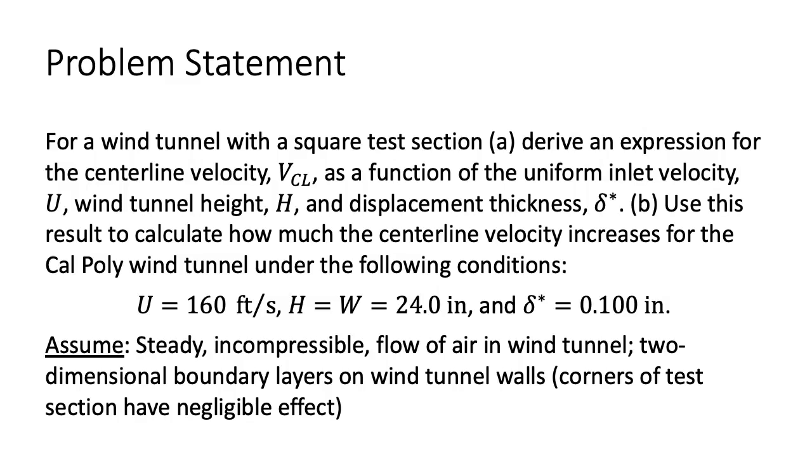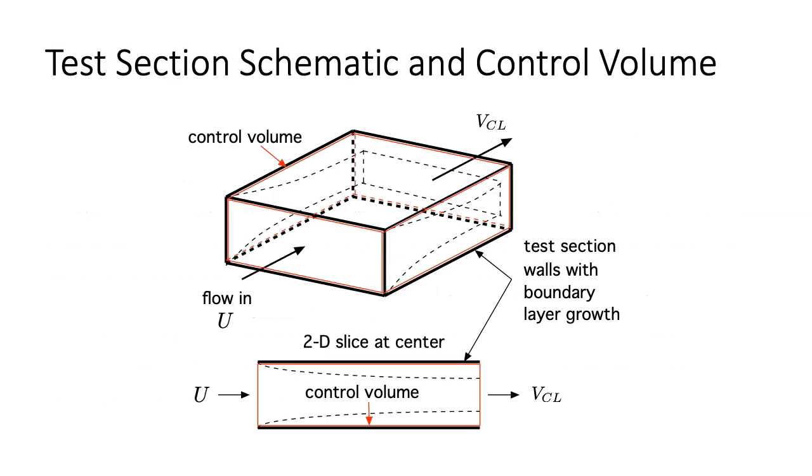For this problem, we will assume steady, incompressible flow of air in the wind tunnel. We will also assume that the boundary layers are two-dimensional. Thus, the velocity profile only changes in the streamwise and cross-streamwise directions, and the three-dimensional flow in the corners of the test section has negligible effect. To solve this problem, we need to apply conservation of mass to determine the outlet velocity based on the specified uniform inlet velocity and geometry.